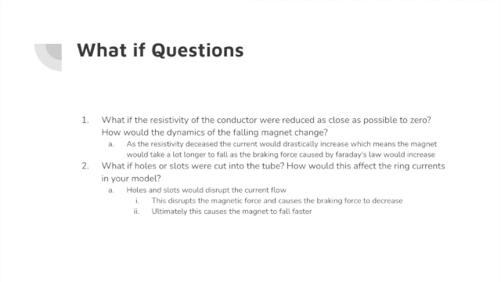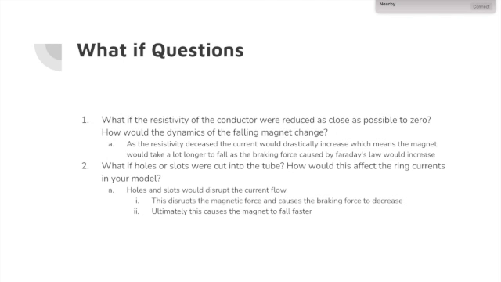What if the resistivity of the conductor were reduced as close as possible to 0? How would the dynamics of this change? As the resistivity decreased, the current would drastically increase, which means the magnet would take a lot longer to fall as the braking force caused by Faraday's law would increase.